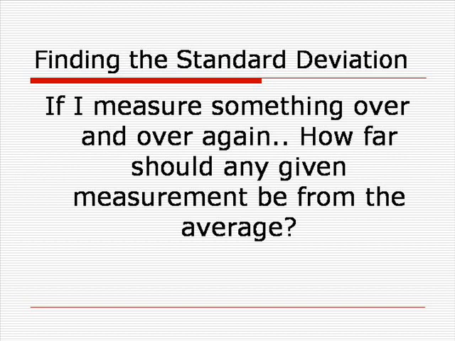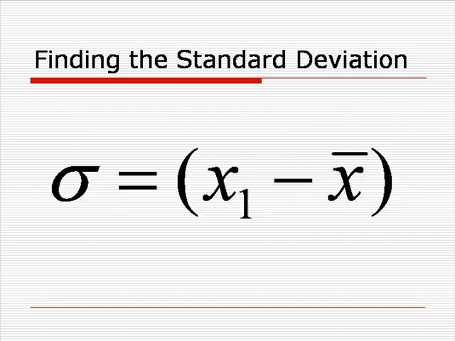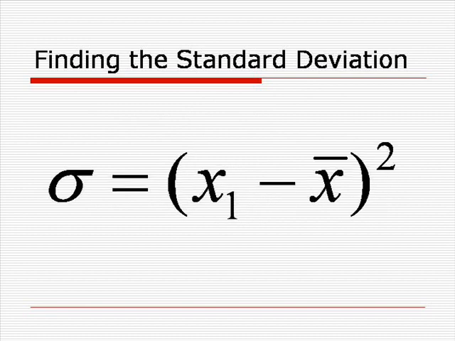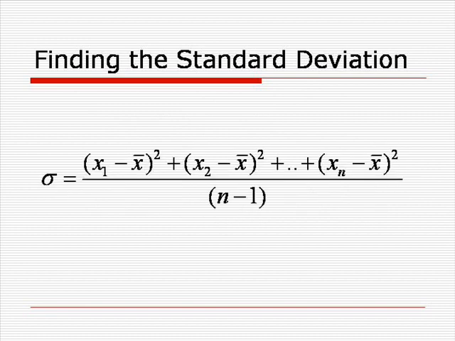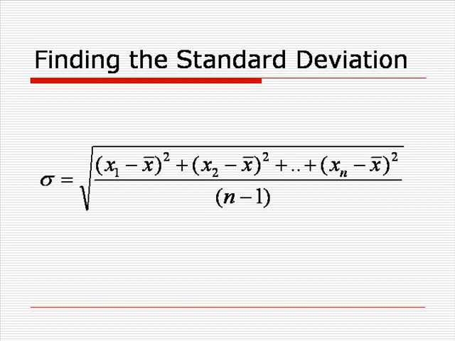Next, find the standard deviation. The standard deviation is a way of saying, if I measure a value over and over again, how far should I expect any given measurement to be from the average? To find this, we should take into account how far away from the average each value is, and then divide by the total number of measurements taken minus 1. Finally, take the square root of the whole thing so that the standard deviation has the same units as the average.